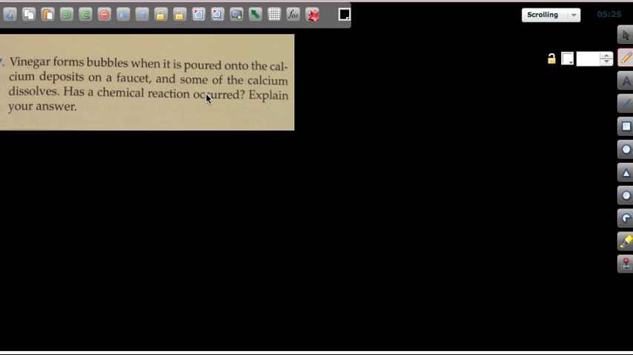Okay, formation of gas, which is what I think bubbles are. If vinegar is forming bubbles, a gas has been produced. So I would say this is a chemical reaction.